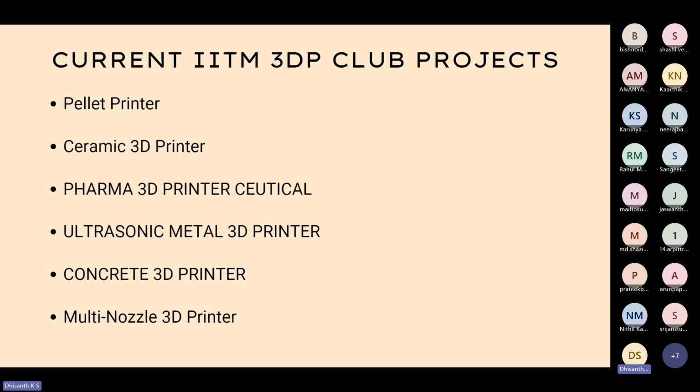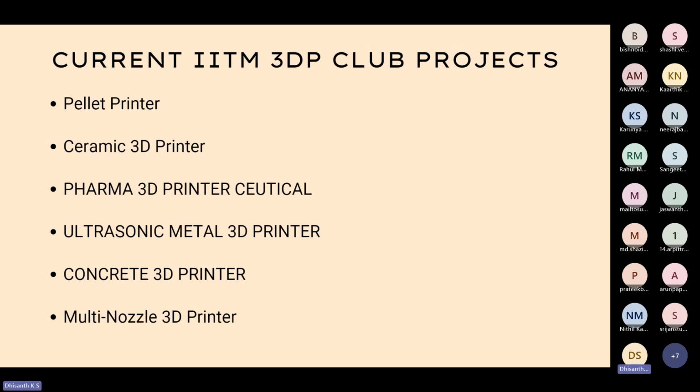Pharma 3D printer. The Pharma 3D printer project involves the production of capsules of the desired size. Some may need 35 gram, some may need 65 gram. So this 3D printer prepares the drugs based on the amount we want.